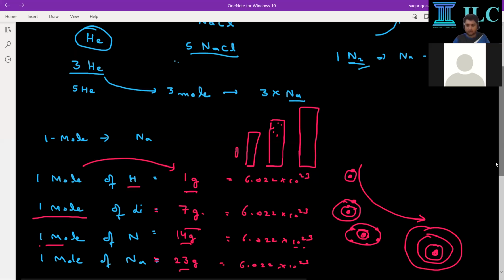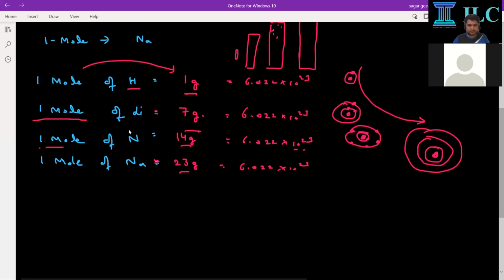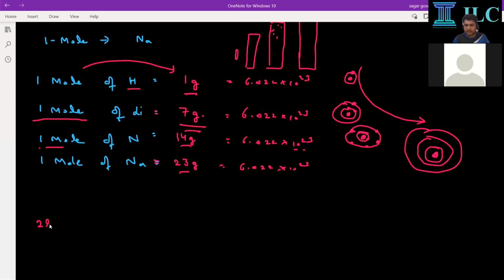Now Vishnu, lithium has 7 gram. If I am giving you 28 gram of lithium, can you tell me how many moles lithium has? 4. Okay, because if 7 gram makes 1 mole, obviously 28 gram makes 4 mole.